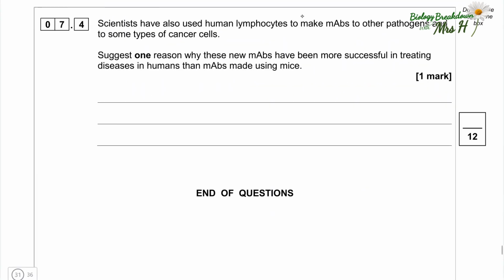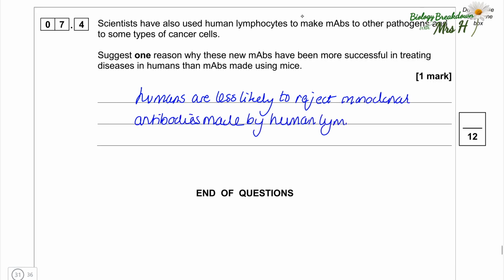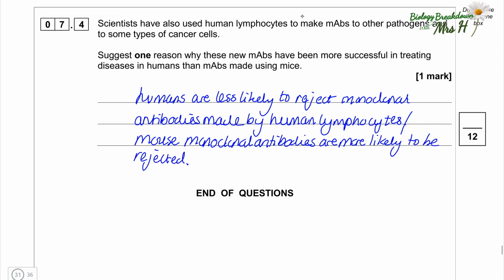Scientists have also used human lymphocytes to make monoclonal antibodies to other pathogens and to some types of cancer cells. Suggest one reason why these new monoclonal antibodies have been more successful in treating diseases in humans than monoclonal antibodies made using mice. Humans are less likely to reject monoclonal antibodies made by human lymphocytes, or mouse monoclonal antibodies are more likely to be rejected by humans.